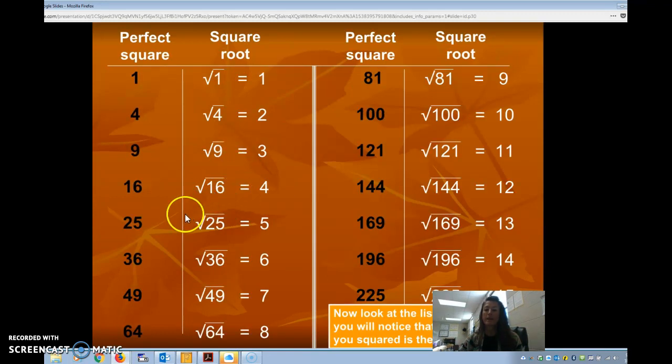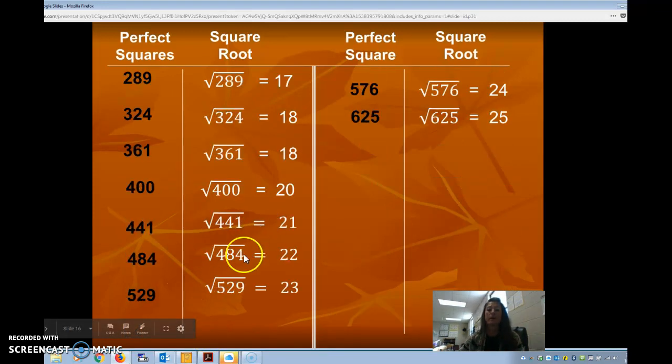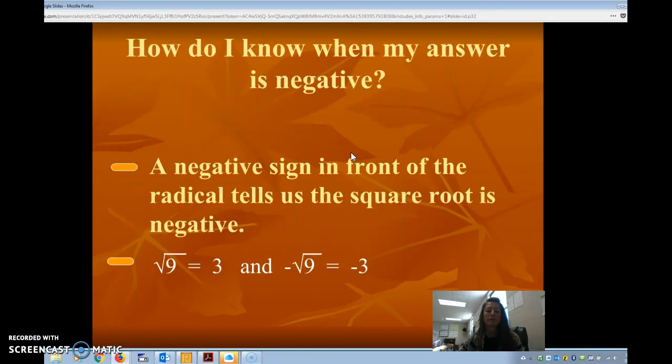Okay, so if I say, what's the square root of 169, children, you would say 13. If I say, what is the square root of 400, children, you would say 20. If I say, what is the square root of 64, you would say 8. Okay, and then of course this list goes up through 25. Now you can keep going a lot further than that, but your standard only requires you to learn 1 through 25.